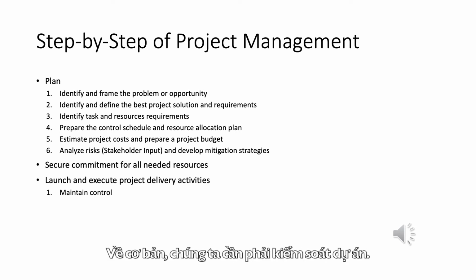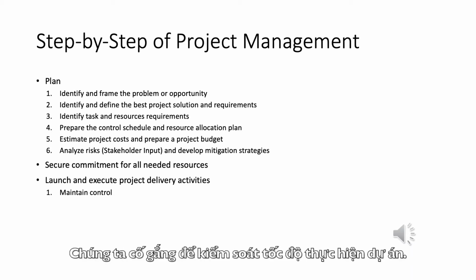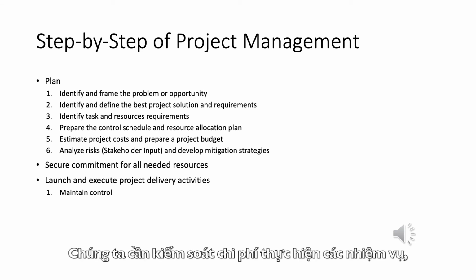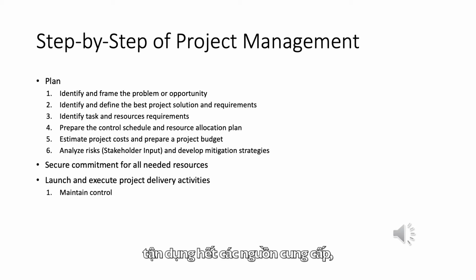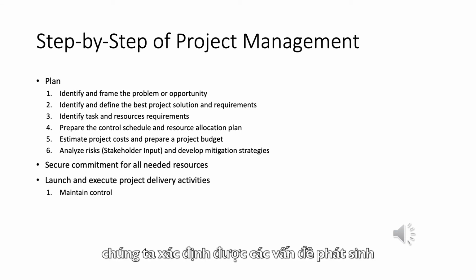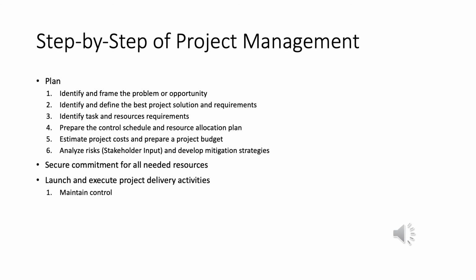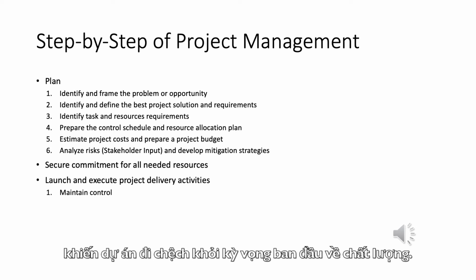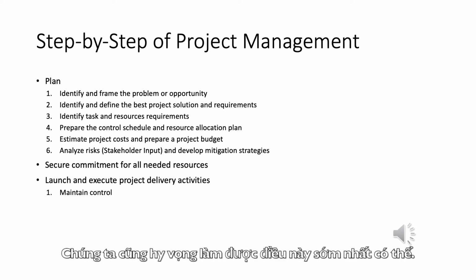But basically what we're trying to do is to control the project. We're trying to control the rate of progress on the schedule. We're trying to control the costs associated with executing the tasks and consuming all of the supplies, paying for the people. And we're also trying to make sure that we identify any issues that arise that cause us to deviate from our quality expectations, and to do that as quickly as possible.